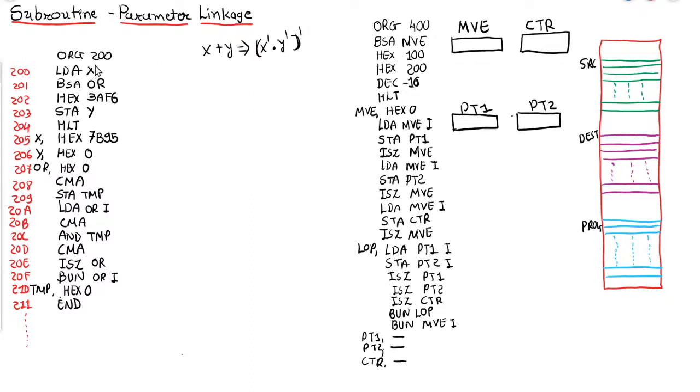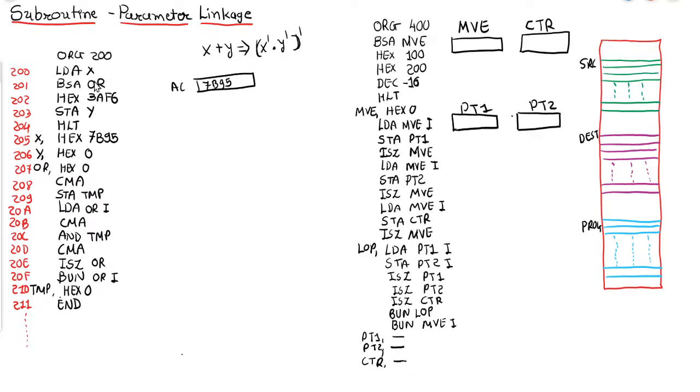Now let us start. The origin, the starting of this program, is 200. So from 200 onwards all the instructions will start. What is the first instruction? Load A with the value of X. Let's say the value of X is 7B95. So right now in the accumulator there is 7B95.